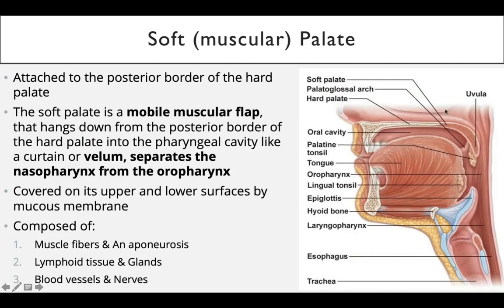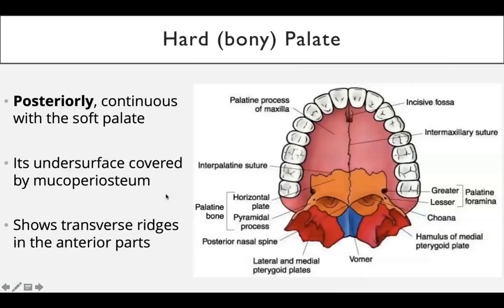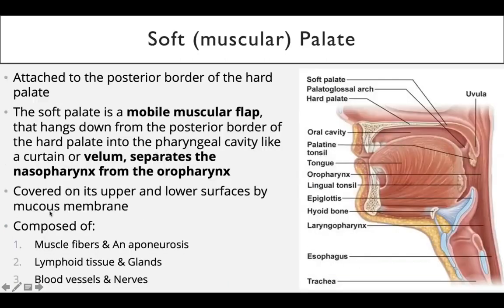This upper side will form the nasopharynx. It connects with the pharynx, and then there is the oropharynx. So the pharynx is divided into two parts: the part which connects with the nasal cavity forms the nasopharynx, and the part which connects with the oral cavity forms the oropharynx. And there is an isthmus here, the oropharyngeal isthmus. The soft palate is covered on its upper and lower surface by mucous membrane. There it was mucoperiosteum because there was bone, so it should be mucoperiosteum. But there is no bone here, so mucous membrane will be enough.